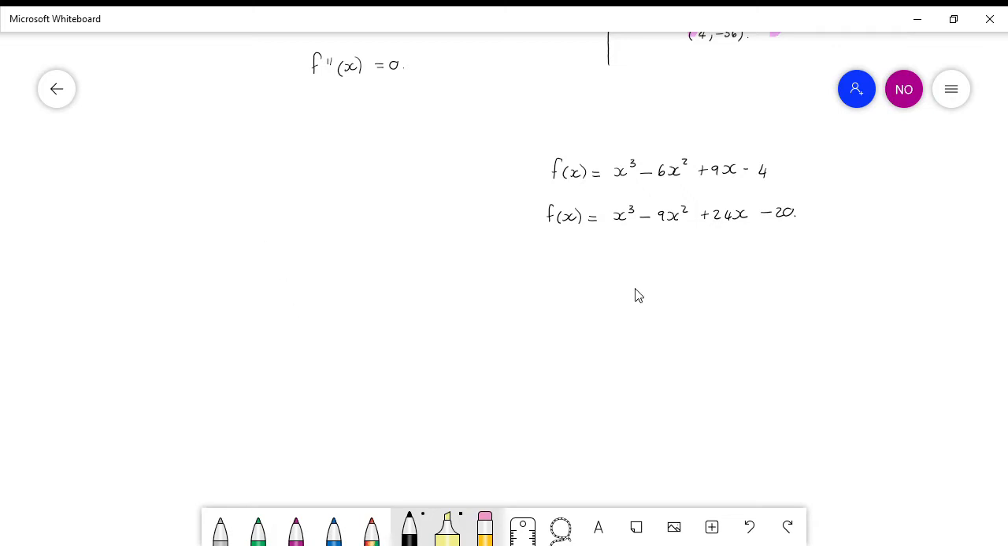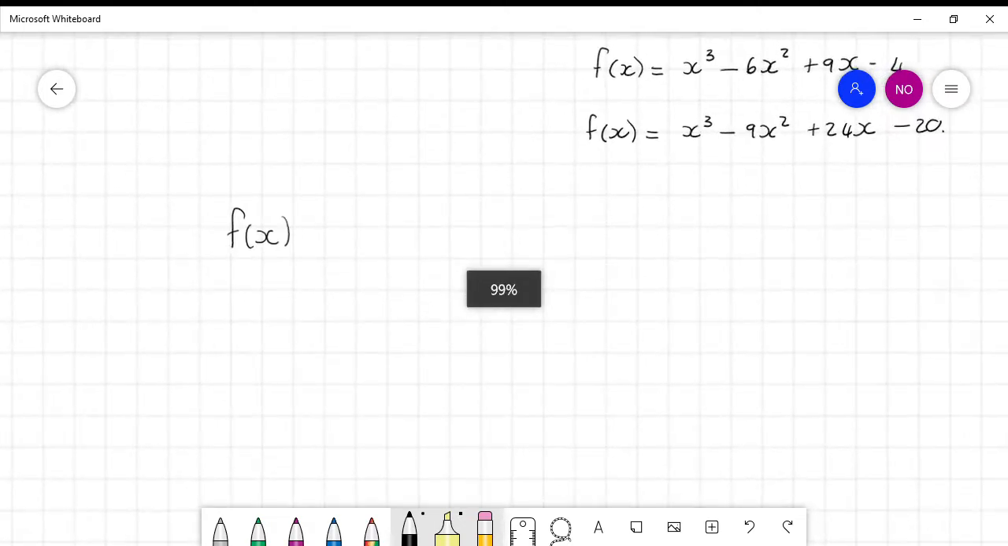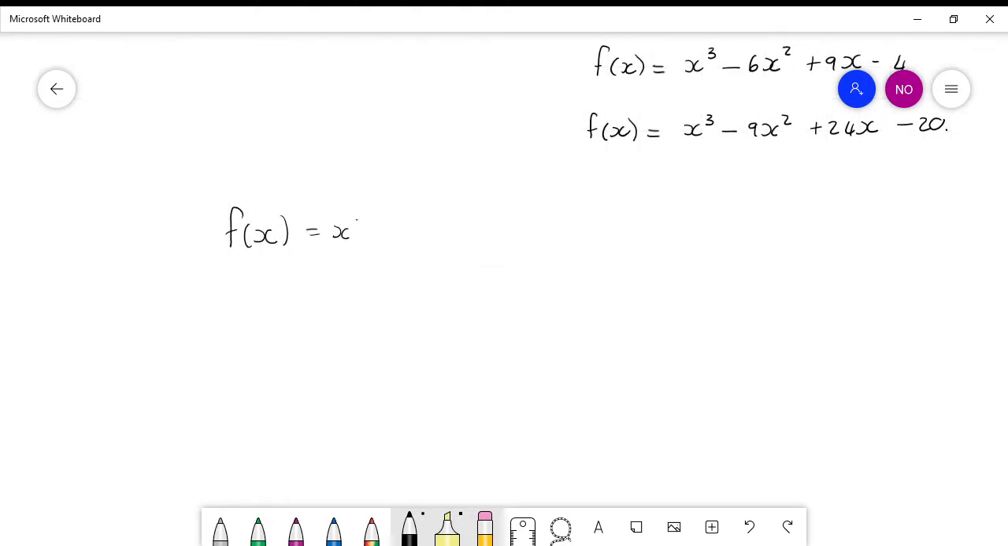Okay, so this first one. Do you guys agree that the shape of this graph will look like this? Good. And then also the y-intercept will be at -4. Good. I'm going to gather the information and then draw it.